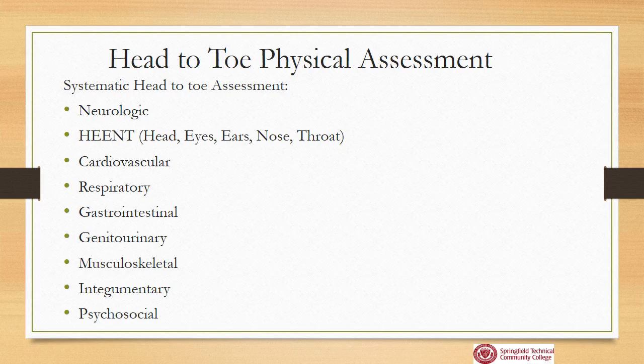So going from head to toe, you start with your neuro, head, eyes, ears, nose, and throat, HEENT. Then you go to the cardiovascular system, listen to heart, respiratory system, listen to lungs. Belly, I'm going to listen to my bowel sounds, and I'm going to palpate after listening. Remember that order of operations is different for the belly.